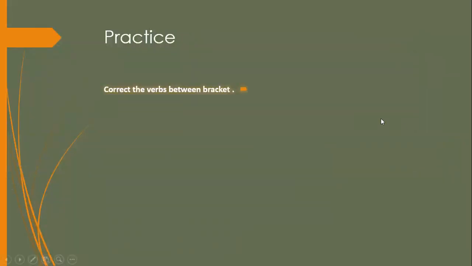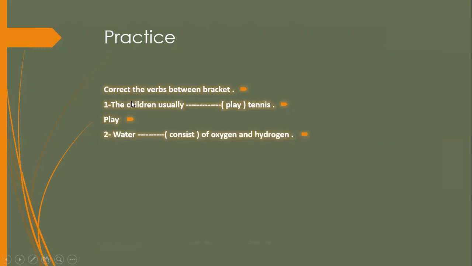The practice that I have for you: correct the verbs between brackets. When we say the children usually play tennis, we have an adverb of frequency, so we are going to talk about a regular action or routine. In this sentence, you are going to use the present form of the verb. The children is a plural subject, so we are going to use the base form of the verb play, not plays, because the subject is plural.